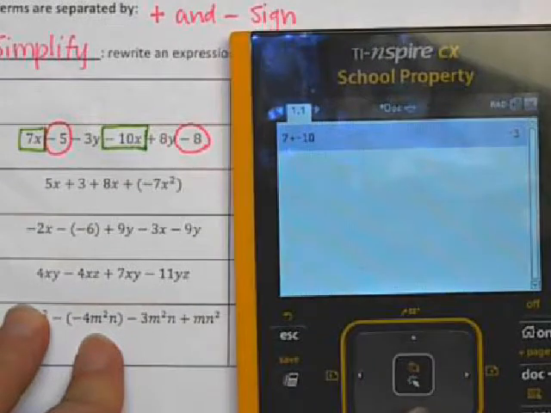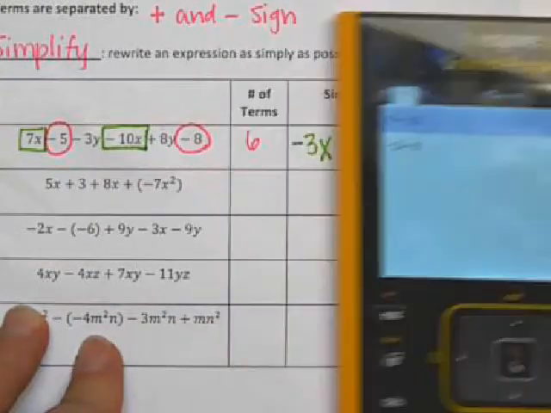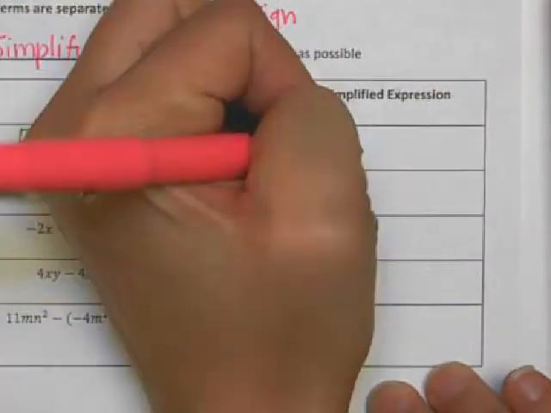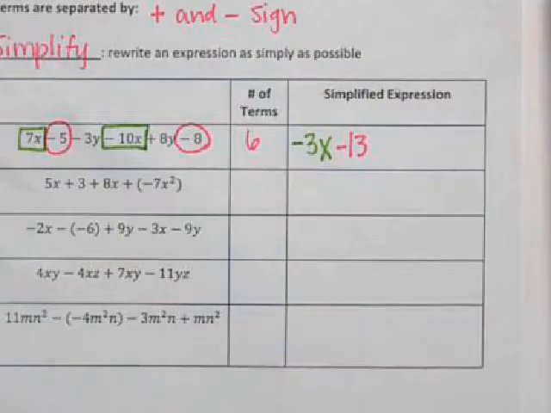And because I'm combining, I'm going to add. So negative 5 plus negative 8, which gives me negative 13. And neither one of these has a letter with it, so it's just going to be negative 13 or minus 13. Same thing.